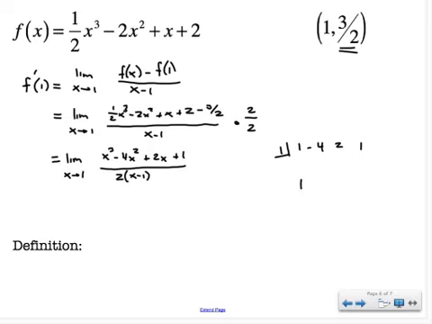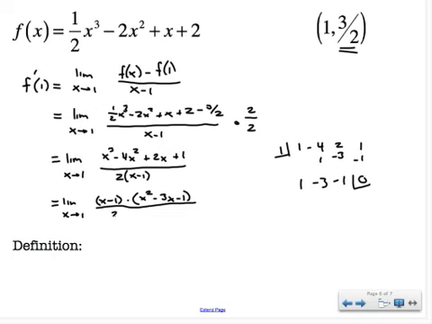We bring the first number down, we multiply, and we add. We multiply, and we add. We multiply, and we add. Since we got a remainder of 0, I know that this divides evenly. So my limit now becomes the limit as x approaches 1. The numerator is going to factor as x minus 1 times, here's what's left over, x squared minus 3x minus 1. So there's a little pre-cal review of synthetic division for you there. Okay, and I'm dividing by 2 times x minus 1.